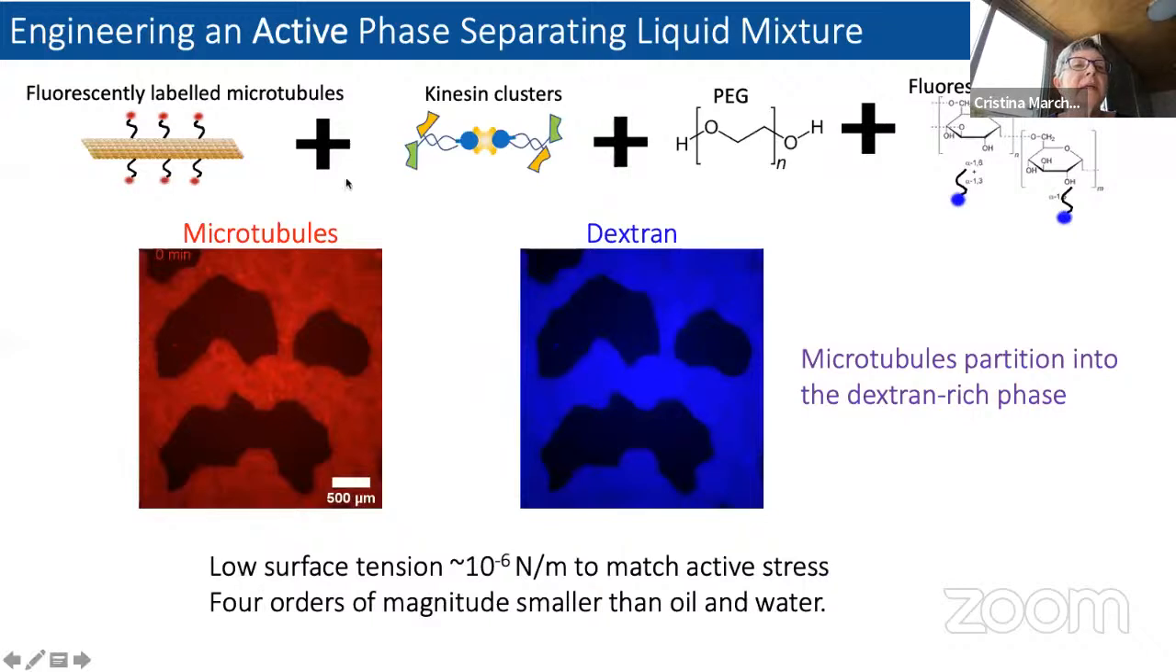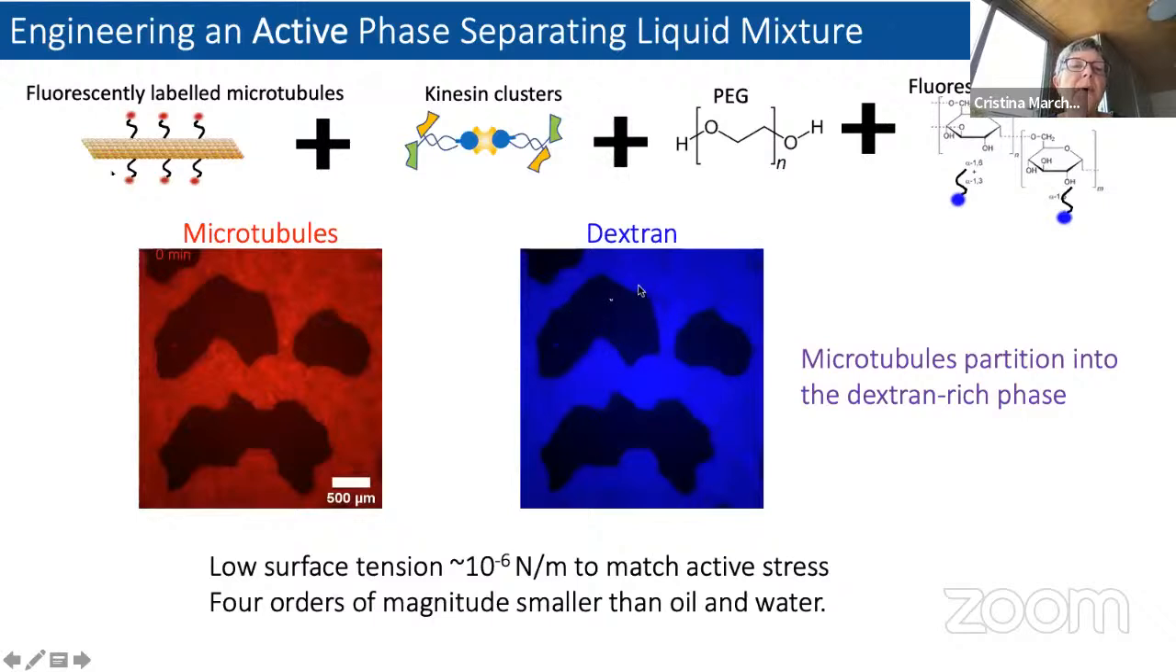Then what they did is that they mixed into this polymer mixture their microtubules and kinesin. The microtubules are fluorescently labeled in red, and they also labeled the dextran in blue. And they were able to show that when you put in microtubules and kinesin, the microtubules completely segregate, I should say, to the dextran phase. So now you still have this mixture of dextran and PEG. Here the dextran is blue, and the microtubules are in the dextran. So this microtubule-dextran system becomes an active fluid in the presence of ATP. And the PEG is the passive fluid.